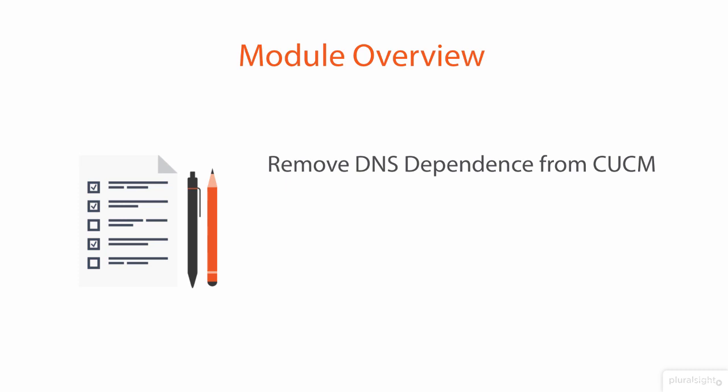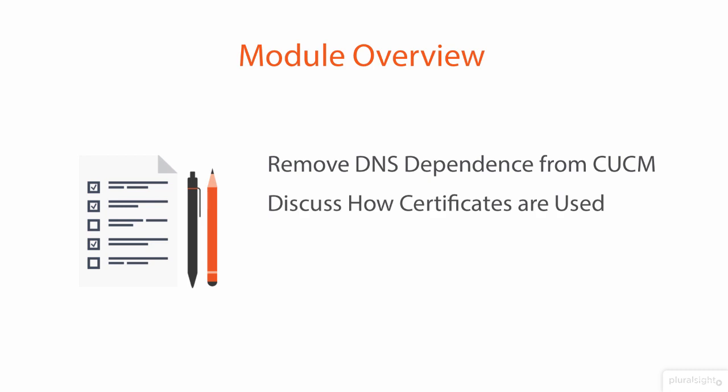In previous modules, we talked about the need to remove the DNS dependence from Cisco Unified Communications Manager and migrate towards a fully qualified domain name or FQDN based naming approach. This module is the reason for that. It's all about the certificate. So I wanted to bring it back up again here and remind you that it is important we remove that DNS dependence because everything we're about to do is going to depend on that.